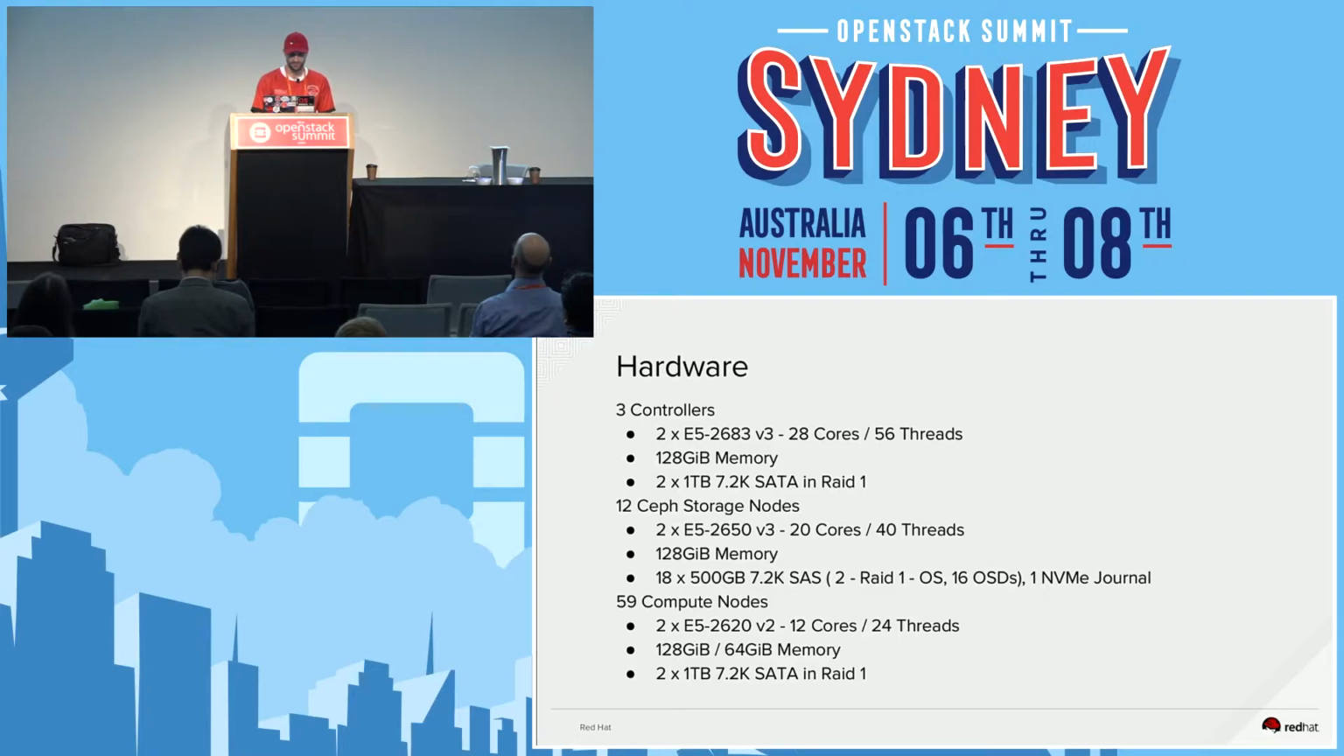Here's the hardware that we've used. It actually hasn't changed since the Ocata cycle. The only real difference here is that I had a whole lot more compute nodes. The only other thing that's not listed there is there was 10 gig networking.